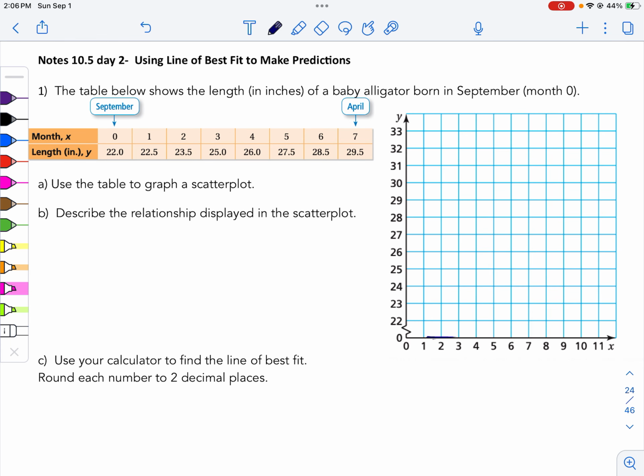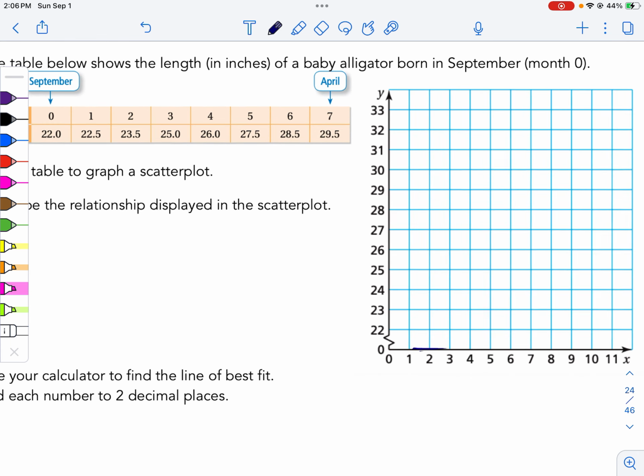All right, a scatter plot is just a bunch of points. So all we have to do is go to our graph and sketch those points. So my first point is 0, 22. So that's going to be right there toward the bottom. These little lines right here are just called a break in the graph. They didn't want to start numbering at 0 and go all the way up to 33.